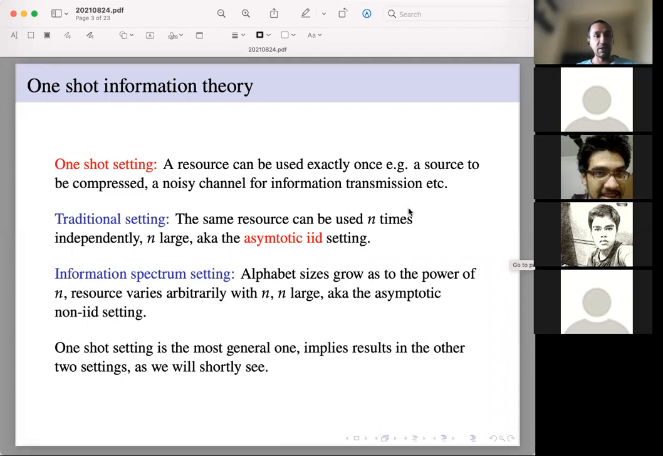Normally, the raw symbols require a lot of bits to be expressed fully, but I want to compress them to a smaller number of bits so that if required, the original output of the source, the original message, can be recovered, and the probability of error is very small in the process. So that's the problem. And another very common information resource that we will study is a noisy channel for information transmission. So this intuitively is very clear.